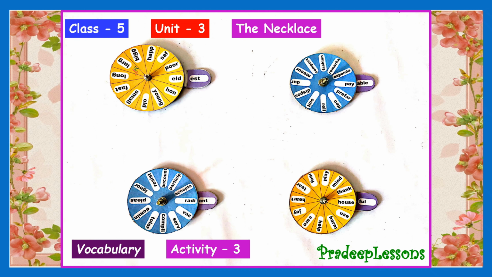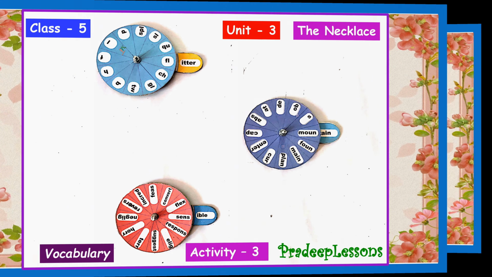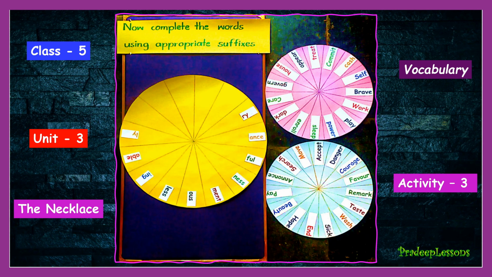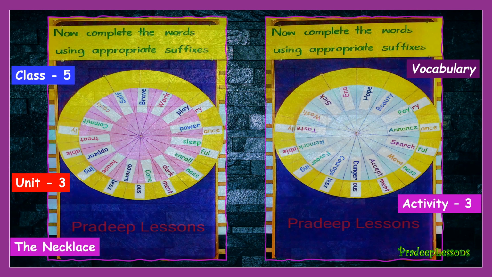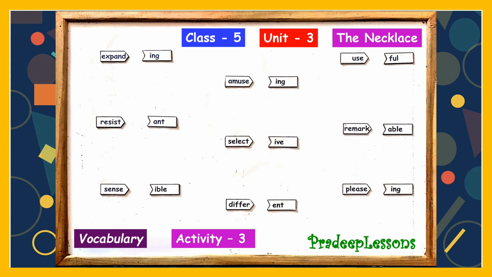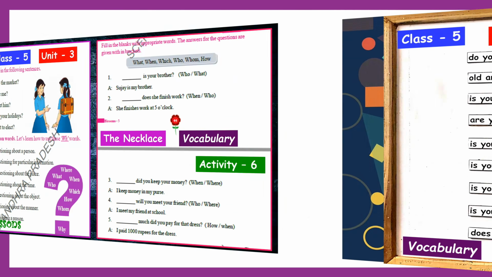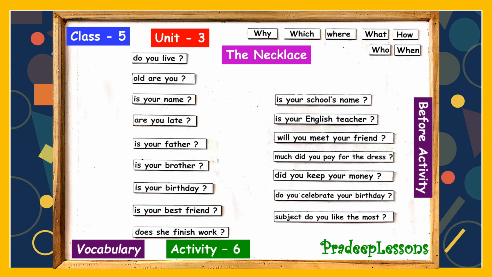This is model 1. After that, I prepared some more wheel TLMs. This is another model to teach suffixes. This is matching arrow cards to teach suffixes. Next, my TLM is for WH questions. The teaching learning material I prepared to teach WH questions, before the activity.